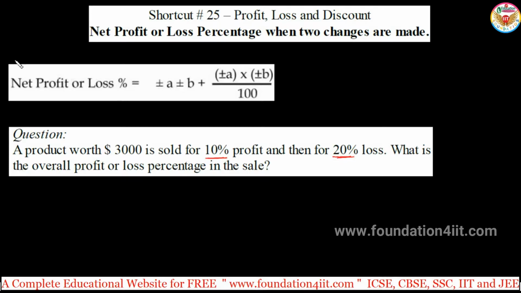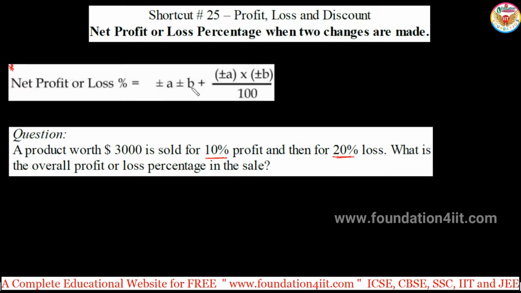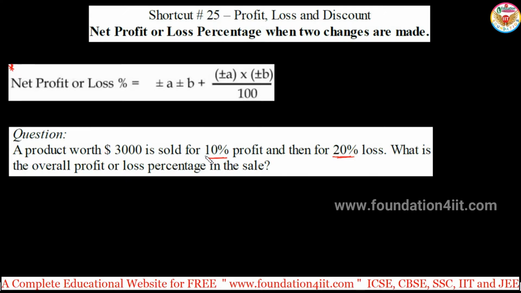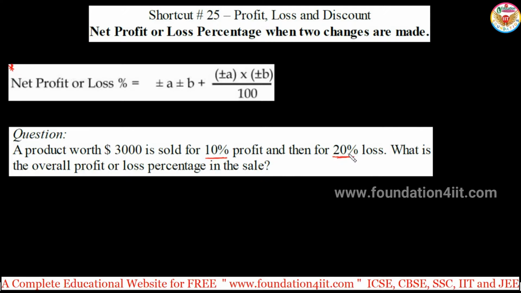To do this, we can apply this short trick directly to get the net profit or loss percentage: A plus or minus B plus or minus A times B divided by 100. Here A is the percentage profit or loss in the first case, and B is the percentage profit or loss in the second case. We substitute a plus sign for profit percentage and a negative sign for loss percentage.